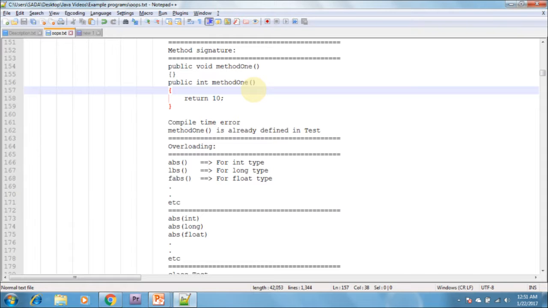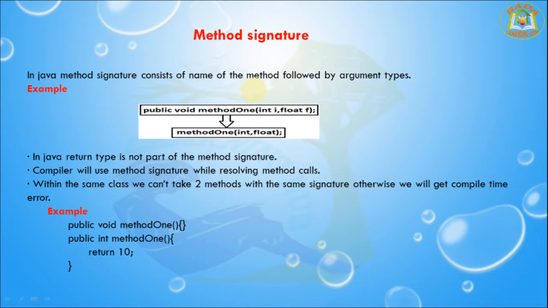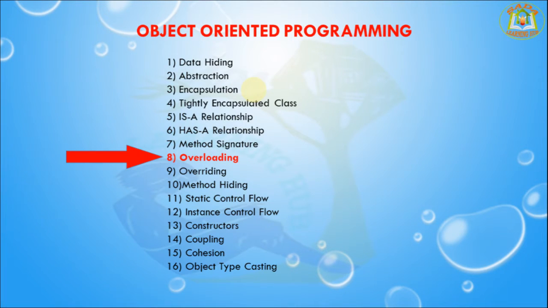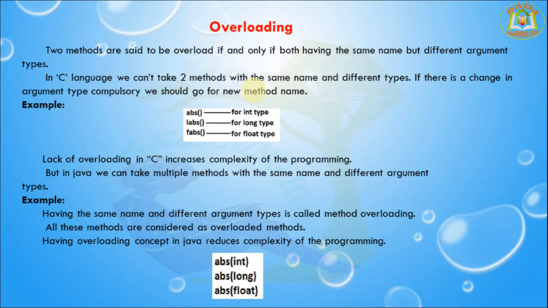Next, I am going to discuss overloading. Two methods are said to be overloaded if and only if both have the same name but different argument types. In C language, we can't take two methods with the same name and different types. If there is a change in argument types, compulsorily we should go for a new method name.